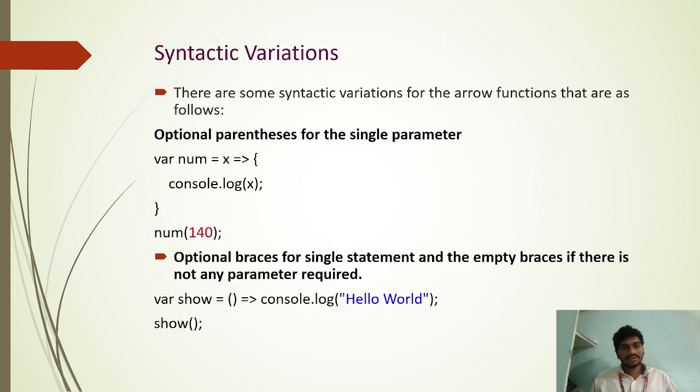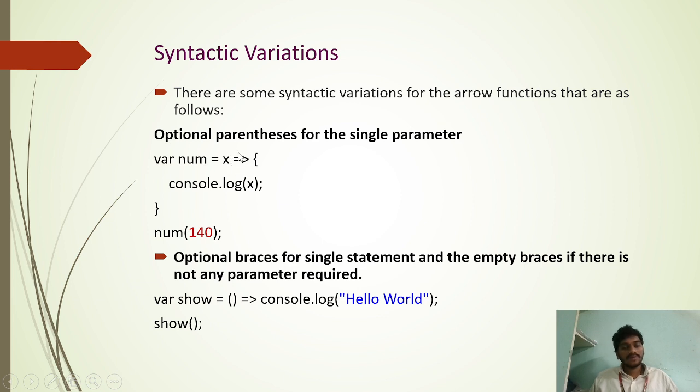And the next one is syntactic variations. There are some syntactic variations for arrow functions, as follows: optional parentheses for a single parameter. We may indicate the parentheses or we may remove the parentheses for a single parameter. That's our choice. For example, num equals x, where x is a parameter, but there are no parentheses for the single parameter.